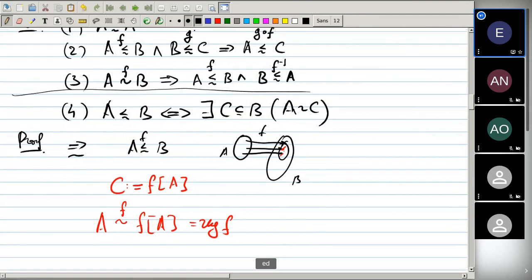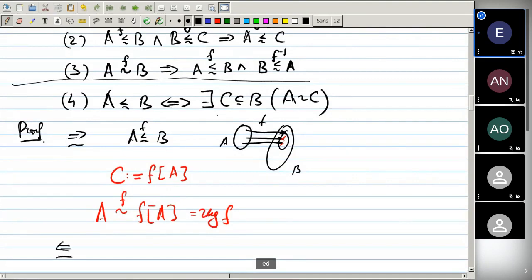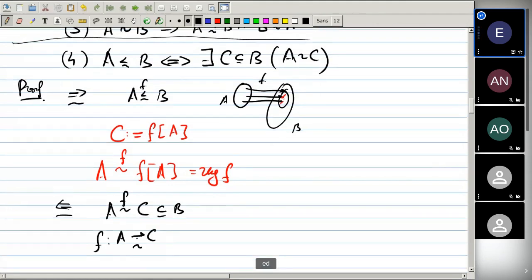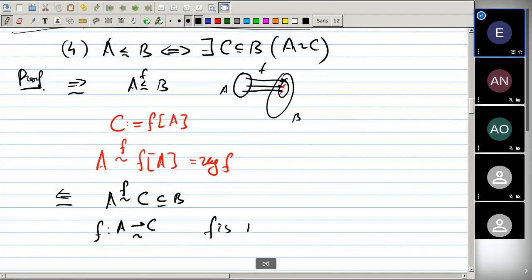No. And for the opposite direction, assume that C is given. Assume that we know that A is equivalent to C, where C is a subset of B. Of course, clearly that means that there is some bijection f. F is a function from A to C. It is, of course, a bijective function. F is an injection. It is injective. And of course, being a function from A to C, it is also a function from A to B.